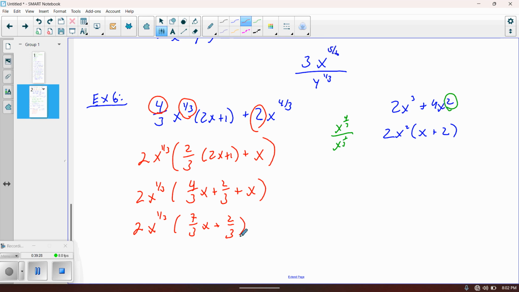And I guess technically now I can go ahead and factor out another 1/3, I guess. So let's do that. That would give me a 2/3 on the outside, x to the 1/3, and then 7x plus 2 on the inside. And I think that's probably the most simplified form of that.